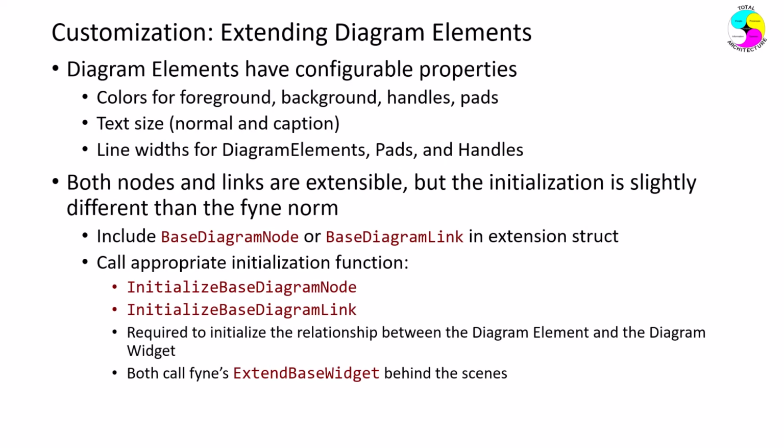Finally, the nodes and links may be customized by the application. All diagram elements have a configurable set of graphic properties. The IDE example uses these to color some of the nodes, and the Diagram Widget demo uses them to color one of the links. Nodes and links are extensible in the same sense that other Fyne widgets are, but the initialization of these extensions is slightly different. This is because the relationship between the diagram element and the diagram widget itself must be initialized to enable the diagram widget to properly manage the diagram elements.